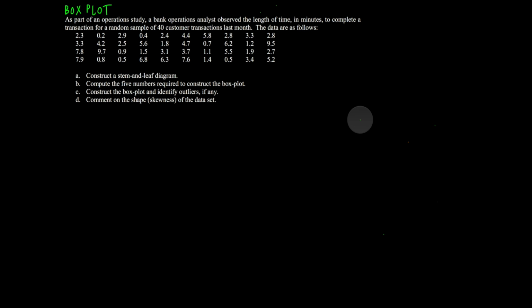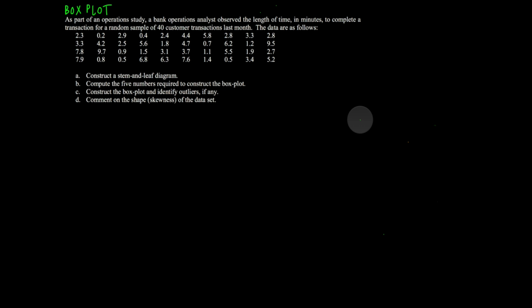The second one is to compute the 5 numbers required to construct the box plot. So those are the 5-point summary, also called the 5-star points. The third part is to construct the actual box plot and identify any outliers if applicable. And finally, to comment on the shape, or otherwise known as the skewness, of the data set.